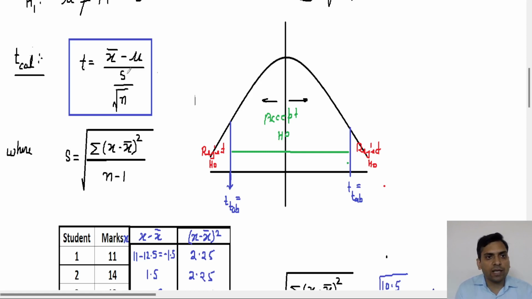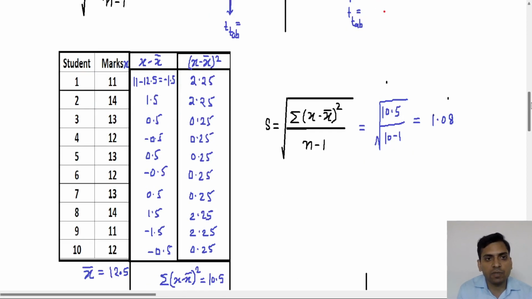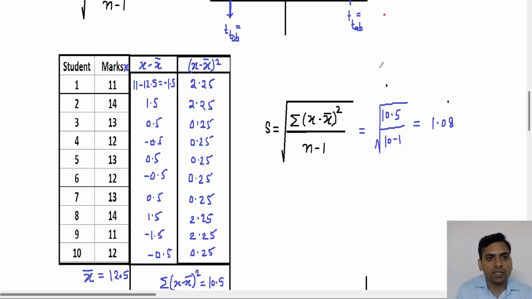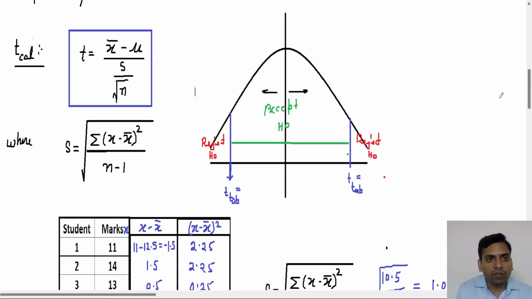Now this small s is the sample standard deviation. Sample standard deviation means the standard deviation of these 10 values. And we will find the sample standard deviation by using this formula: s is equal to the square root of summation of (x minus x bar) squared divided by n minus 1. If this were the population standard deviation, then we would use only n, but as this is the sample standard deviation, not the population standard deviation, we will use n minus 1.